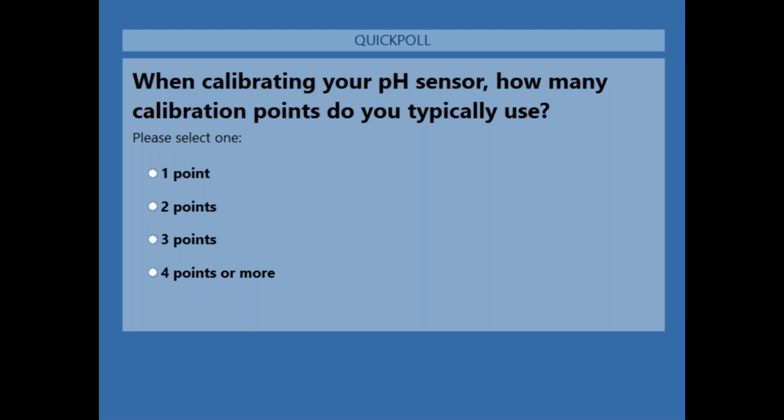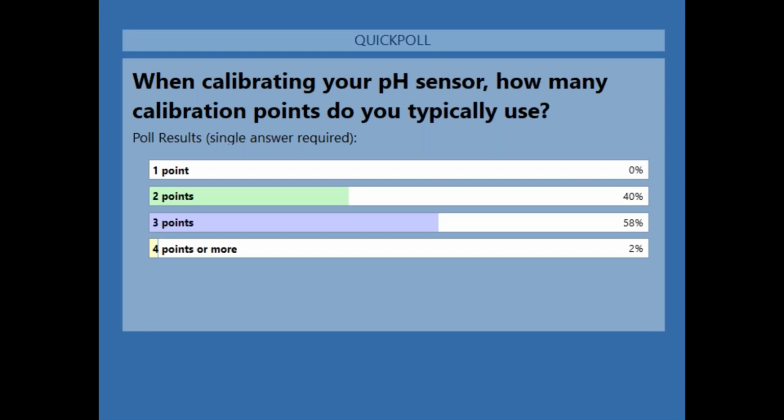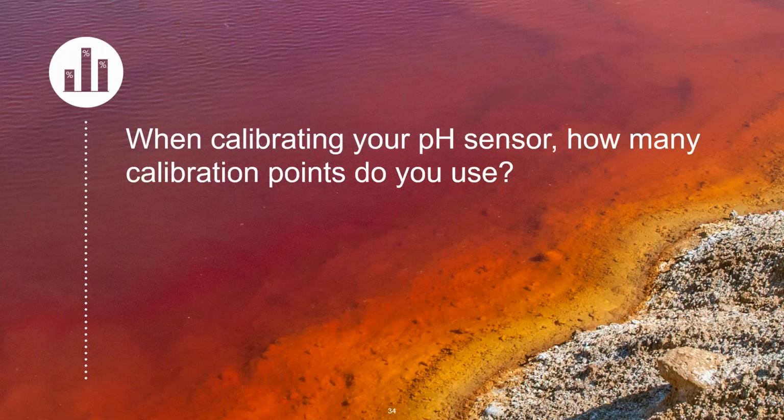Looks like we have a good percentage of people who have voted here. I'll just give the direct results this time. 40% of you said 2 points, 58% of you said 3-point calibration, and 2% 4 points or more. Okay, nobody put 1-point calibration. That's good. That's very good. We don't want to do 1-point calibrations here, with one exception, which we'll see coming up.